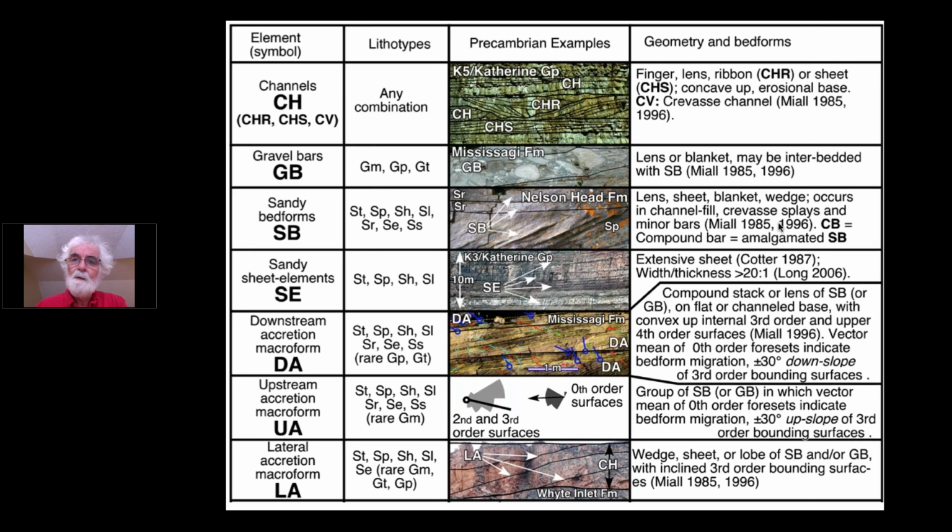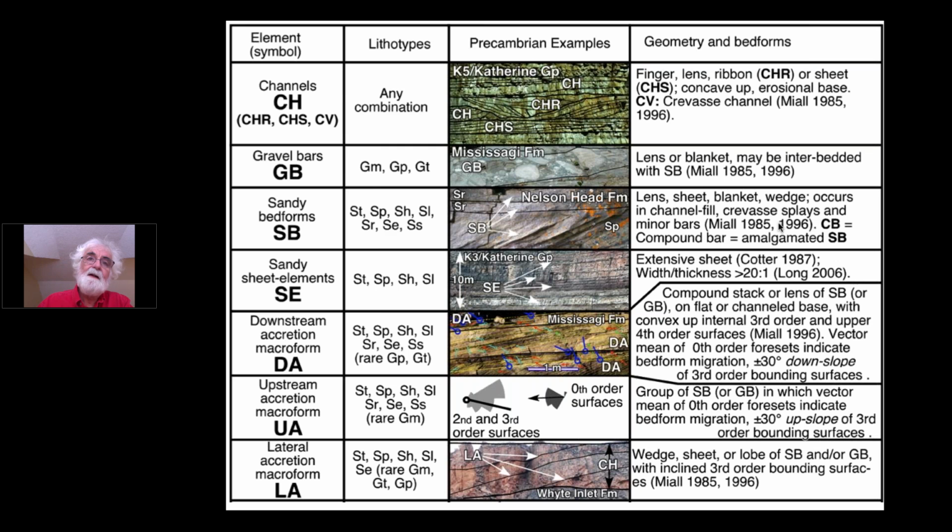We can see channels, which can be ribbon or sheet or crevasse channels. We can see gravel bars. We can see sandy bedforms. And these sandy bedforms are the dominant form of most Precambrian systems. And they can be trough or planar or horizontal or upper flow regime type material. Sheet elements, which can be extremely wide, and these could be overbank or they could be confined within channels. Generally, you have real difficulty telling the difference between these two because you would need outcrops in excess of 1 kilometer wide.